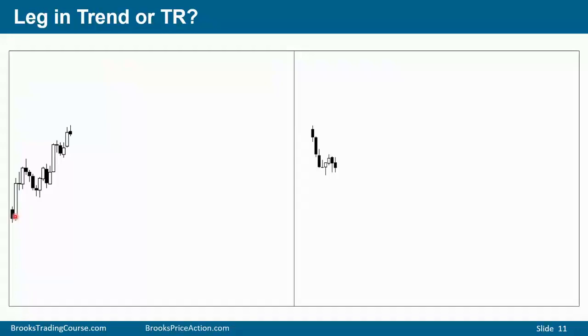All right, what do you see? You see a rally, you see a sell-off. Is this the start of a bull trend, or is it a bull leg in a trading range? Is this the start of a bear trend, or is it a bear leg in a trading range? This is the start of the day here. 90% of all days have a swing trade that begins within the first 90 minutes.